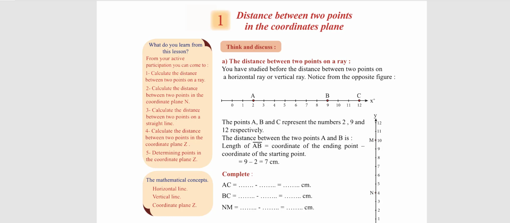First, the distance between 2 points on a ray. Look at this figure. We have point A and point B and point C. The points A, B and C are represented by the numbers 2, 9 and 12.